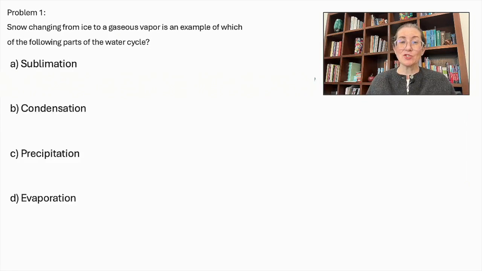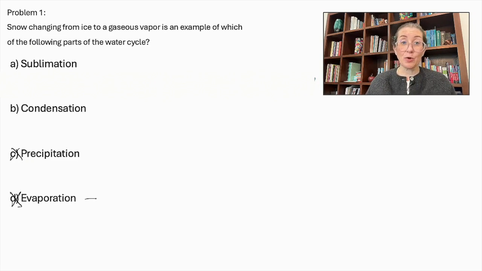Problem number 1. Snow changing from ice to a gaseous vapor is an example of which of the following parts of the water cycle? Sublimation, condensation, precipitation, or evaporation. Beginning there, evaporation is the process where liquid turns into gas, which does not apply to snow changing directly from solid to gas, so we can eliminate that. Precipitation involves any form of water falling from the sky, not the change from solid to gas. So this is also incorrect.